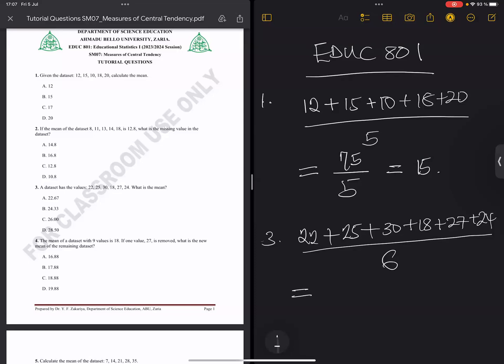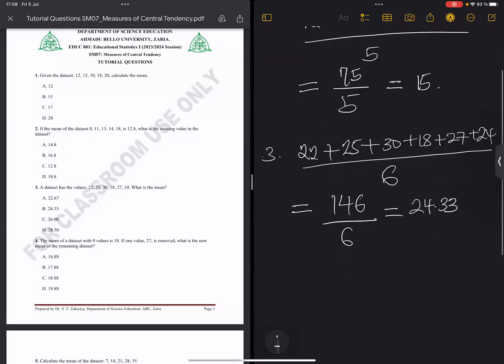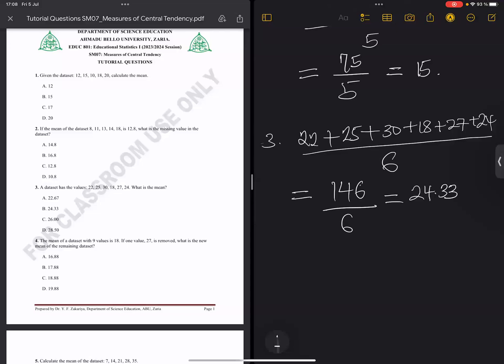From my calculation, I got 146. Is that what you get? If you have a contrary answer, let me know. Otherwise, we assume everything is fine. Is that okay, everybody? So you just divide 146 by 6. With that, I got 24.33. Did you get the same thing? I think the right answer is there. That is also option B.